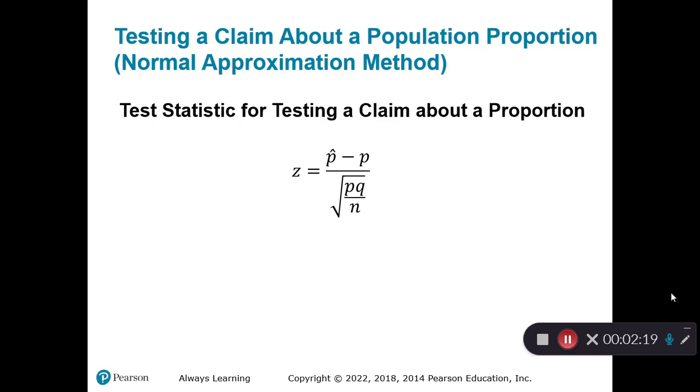The test statistic is going to be calculated as follows. It is going to be the sample proportion minus the hypothesized value of the population proportion divided by the standard error, where the standard error is the square root of p times q divided by n. This p here is the claimed value of p that appears in the hypotheses. q is 1 minus that number, and of course n is our sample size.